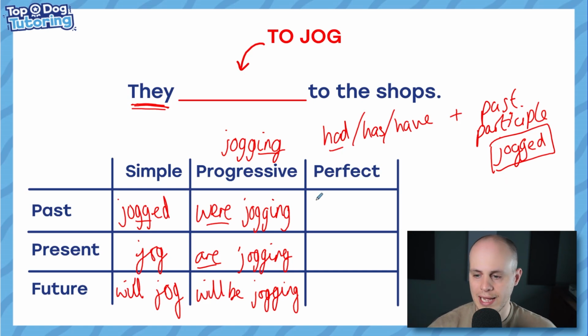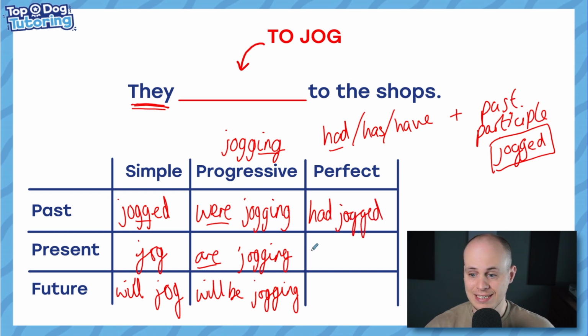So let's use had for perfect. They had jogged. Okay? In the present tenses, they have. Now notice it's not has because it's plural again, so it changes it. They has jogged. Doesn't sound right. They have jogged. Okay. Oh, jogged. I put a V in it for some reason. They have jogged, and in the future will be they will have.